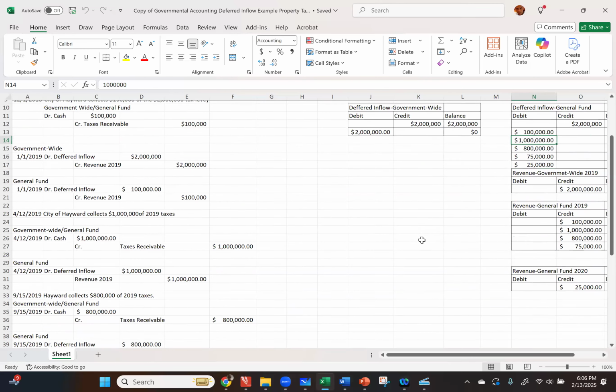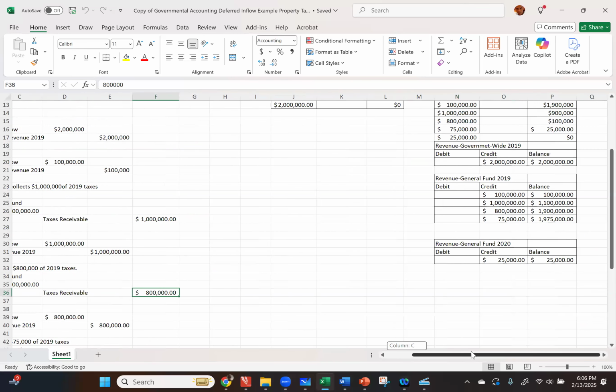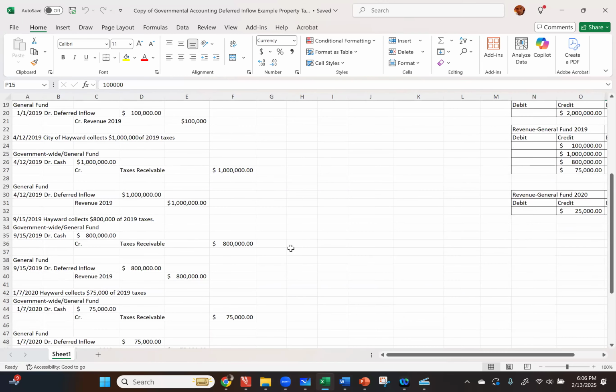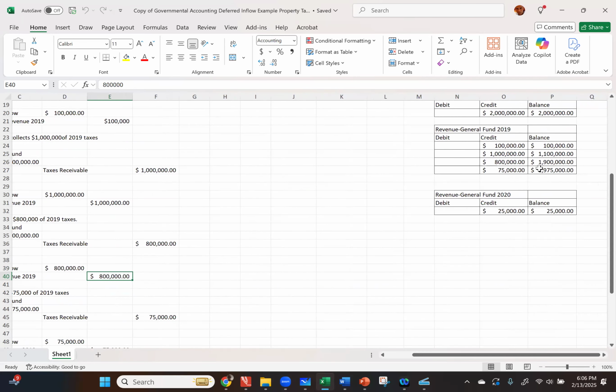Okay, then you go ahead and some more comes in. Same thing, debit the cash, credit the receivable. Okay, looking over at my receivable ledger, I'm still expecting another 100,000 to come in. And I can go ahead and take the revenue, debit deferred inflow, credit the revenue. So my 2019 revenue now for my general fund is starting to pop up, right?